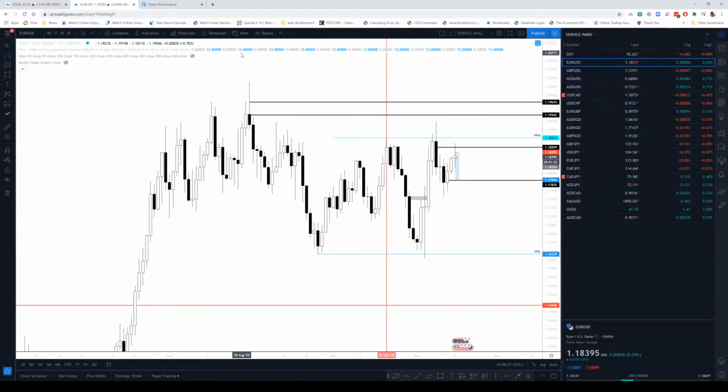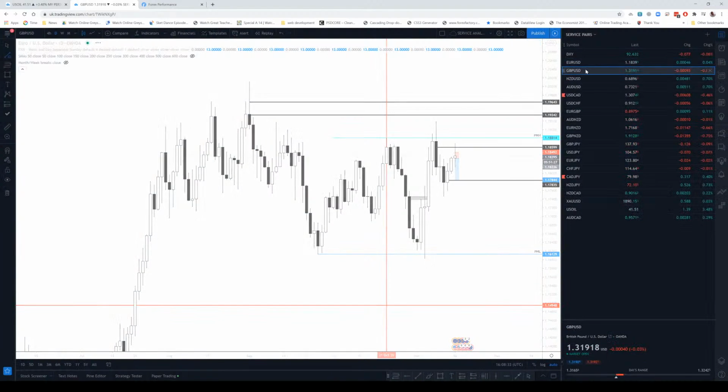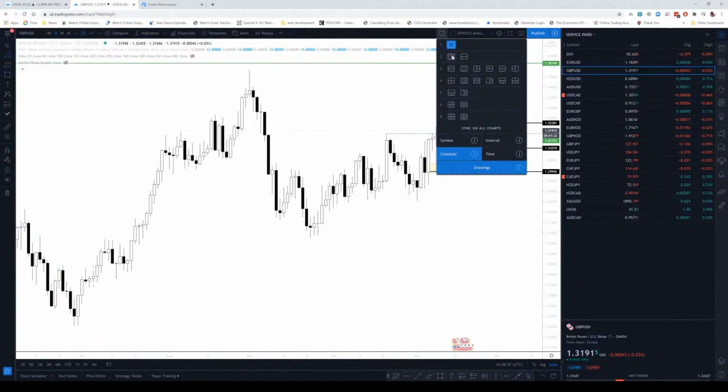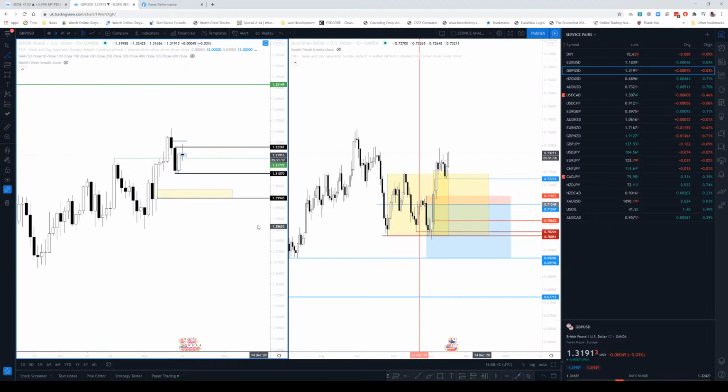So pound Aussie. Why did I even look at euro? Sorry, I got myself confused. That's supposed to be euro Aussie, but it's the same thing.